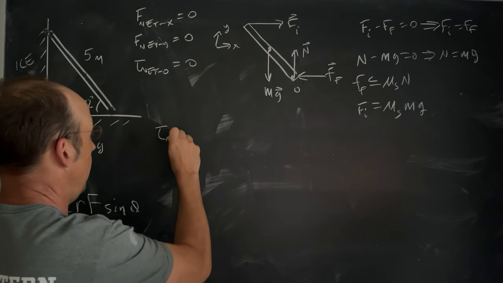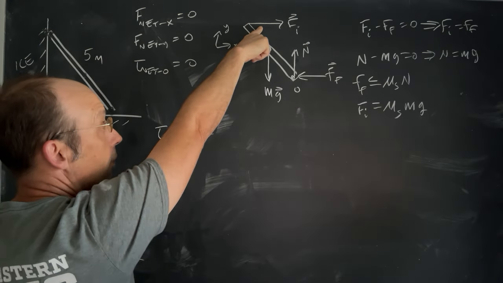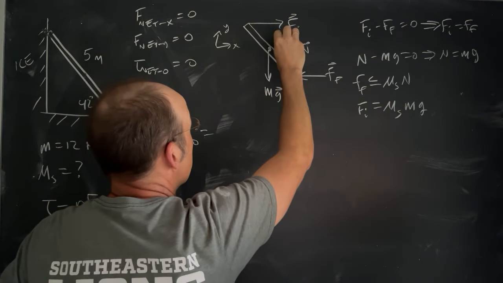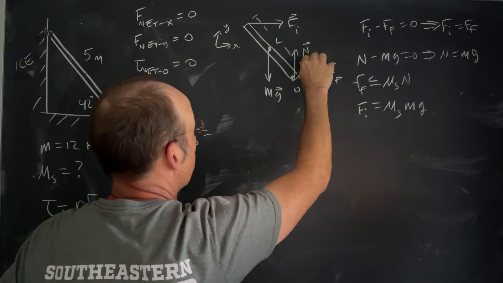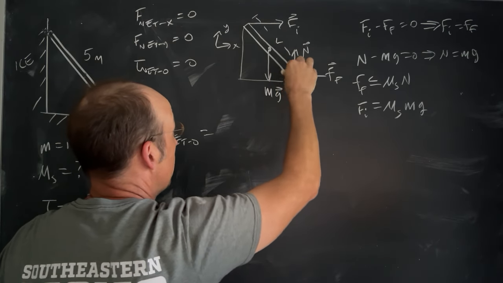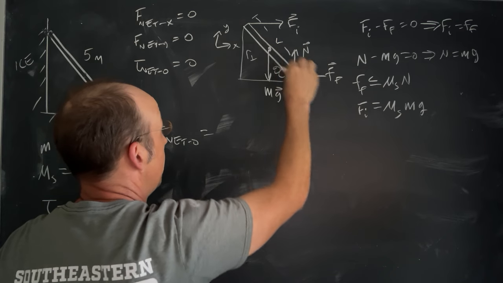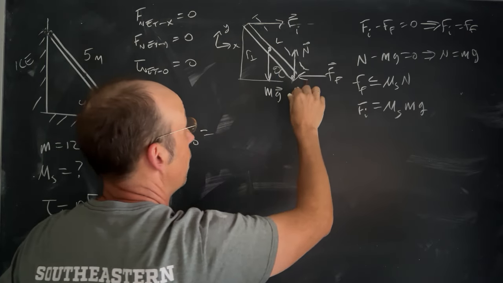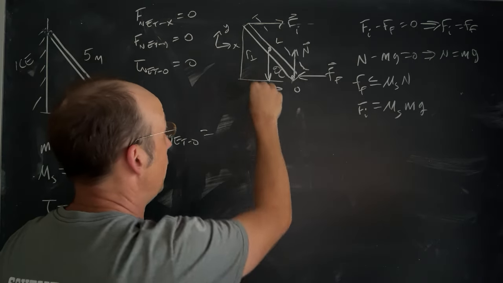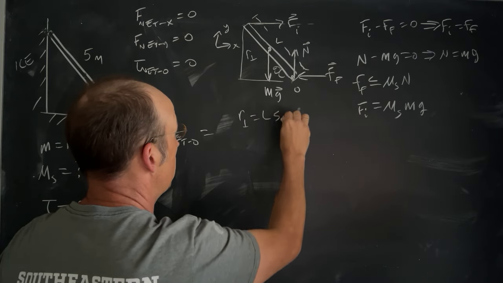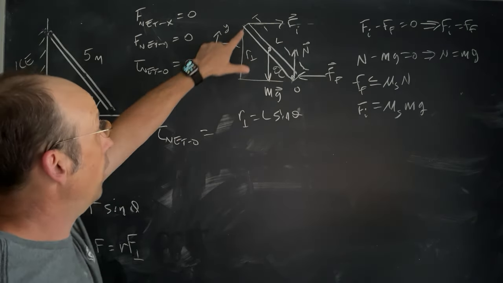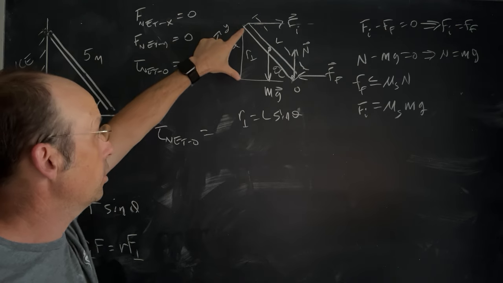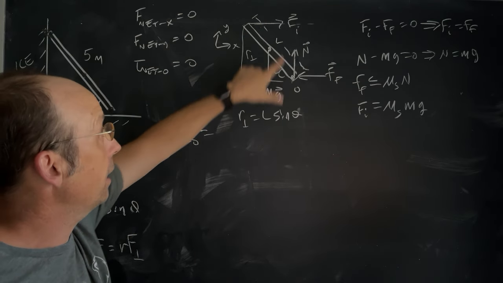So torque net about O. First let's look at this force. Now, I can use any of those three definitions for torque. I know this is a length L right there, and that's the angle theta. This right here is R perpendicular, right? That's the perpendicular distance to that force. So R perpendicular is pretty easy: it's going to be L sine theta, because here's my triangle. This has a hypotenuse of length L, so the opposite side would be L sine theta. So that means the torque due to that force is going to be L sine theta times F.